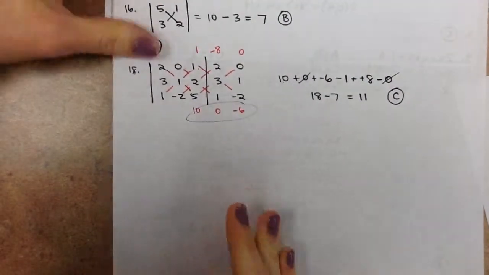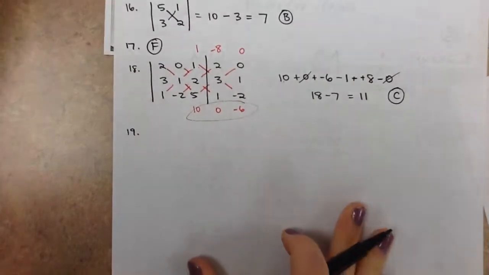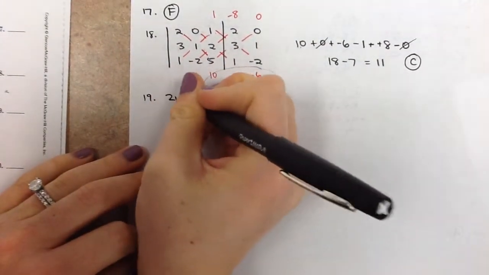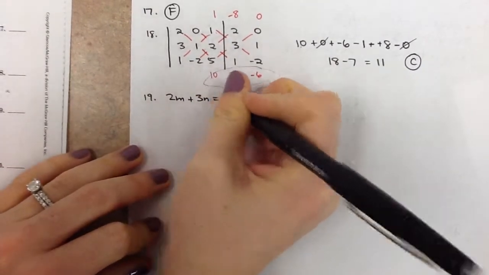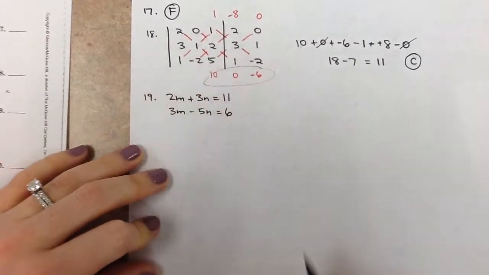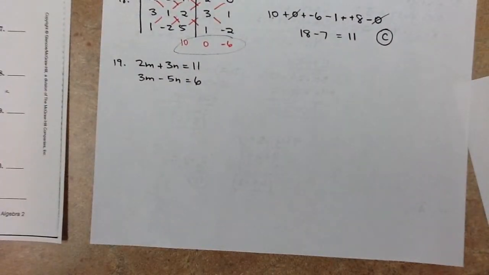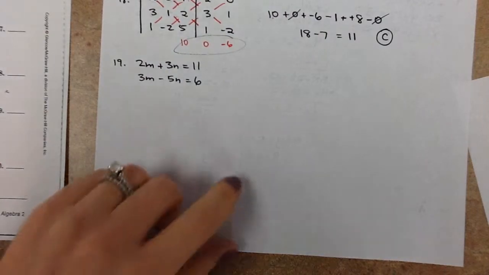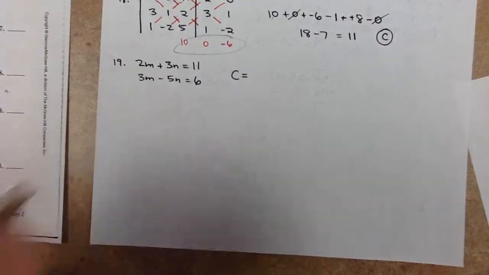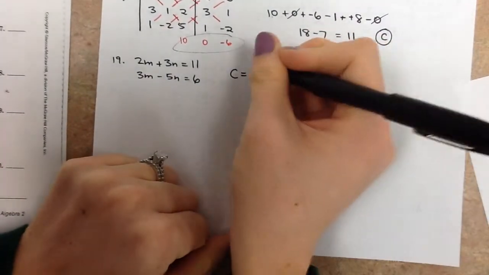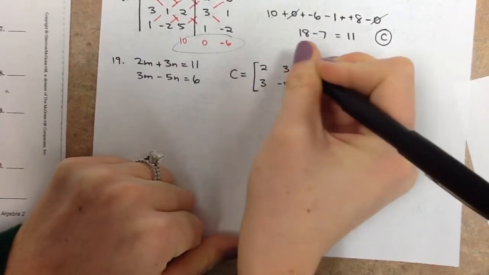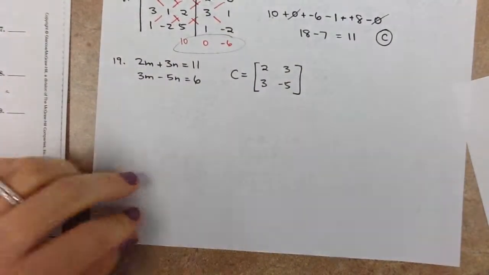Okay, it looks like we're doing 19 and skipping 20. Okay, so number 19, Kramer's rule. Okay, so we're solving 2m plus 3n equals 11, and then 3m minus 5n equals 6. So I know it's just asking you for one specific thing, but I want to walk you through how to do the whole thing. So we have these three matrices. We've got a matrix that we call C. Those are the coefficient matrix. And so for this, we literally just take the 2, the 3, and the -5. We pull the coefficients right off of these three right here.